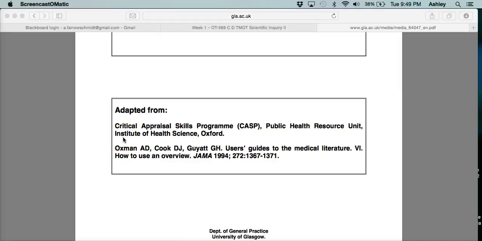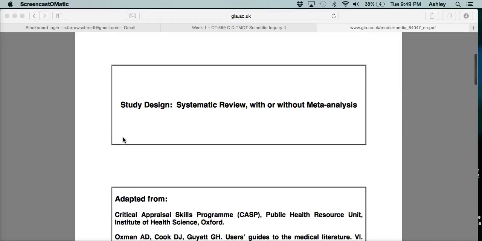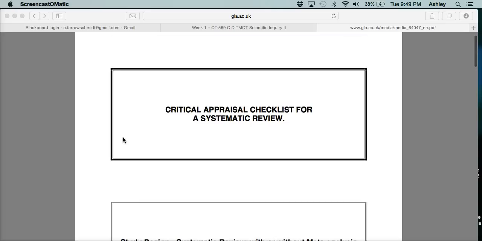Hi guys, I want to walk you through a couple of things for this week's assignments and discussion questions. As you know, we are looking at systematic reviews. So I provided a few things for you.